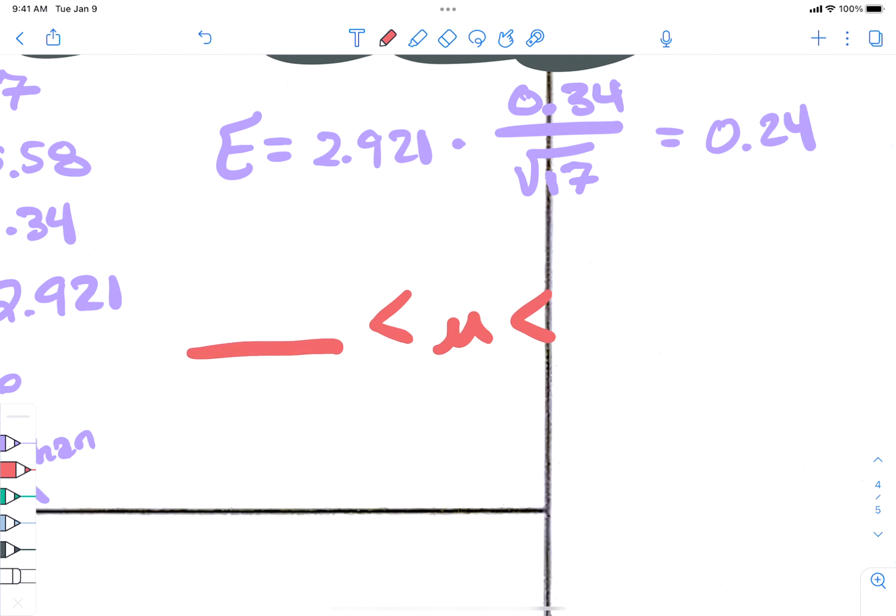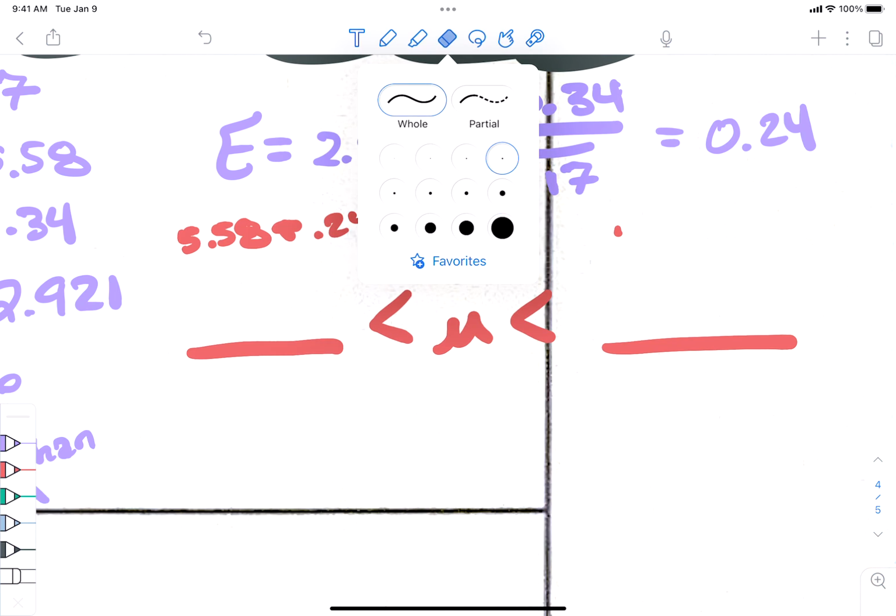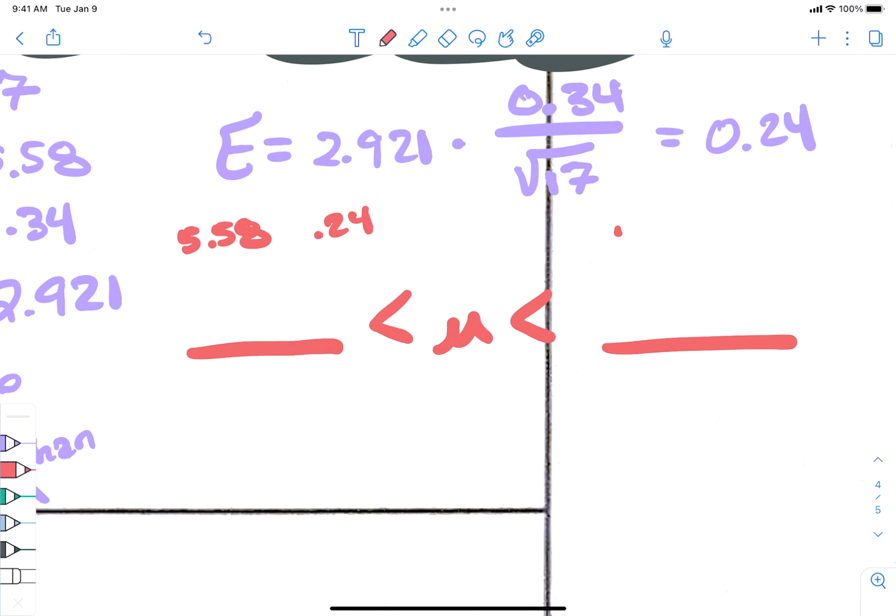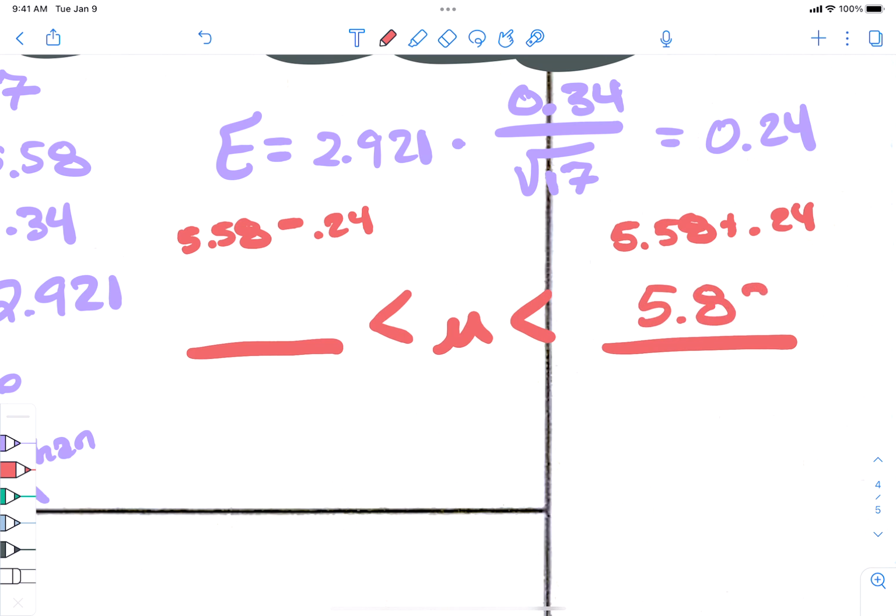So we add and subtract. 5.58 plus that, and 5.58 minus that over here. Okay, I can't do math. 5.82 and 5.34. Okay.